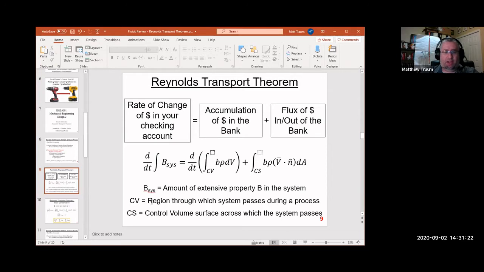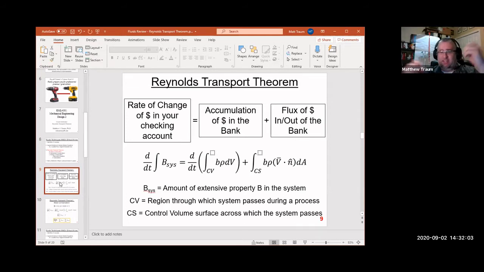CV stands for control volume. That's the region through which the system passes during a process. So you can think of it again as your checking account sort of sitting inside the bank. But the bank is the overall control volume. And the control surface, CS, that's the surface across which whatever this extensive property is that you're tracking, that's the surface across which that property is passing, right? So for the money analogy, it's the ATM machine or the bank teller, or if you do direct deposit, your direct deposit system. It's the money crossing the system boundary, the control surface, the surface across which that happens.